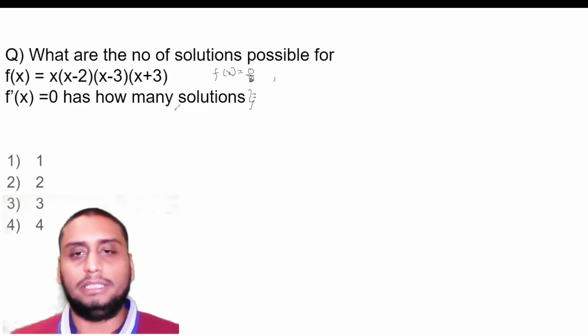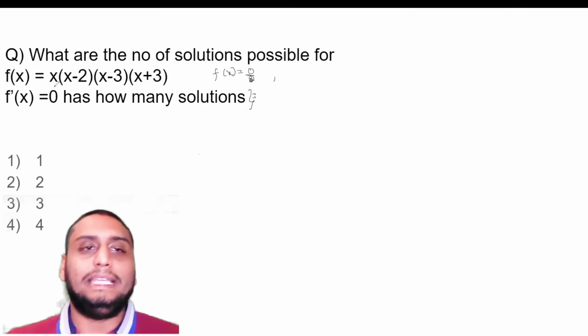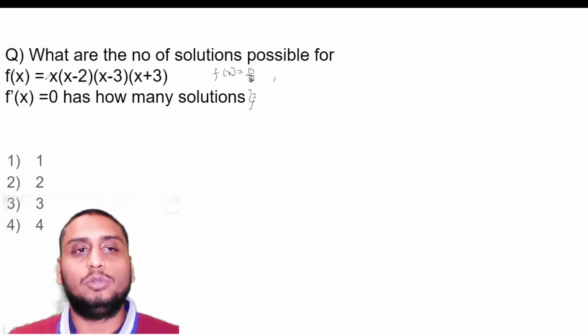Yes, the correct answer would be 3. So basically, you can expand the polynomial, and you know that the highest power of x would be 4. If you multiply all the x's, you will get the highest power as 4. So if you differentiate it, the power would be reduced by one. So that many solutions would be there.